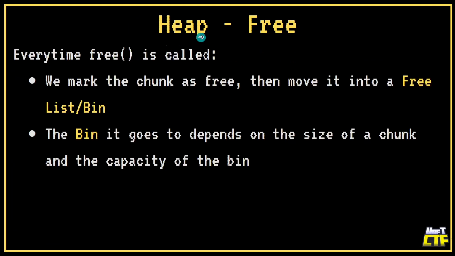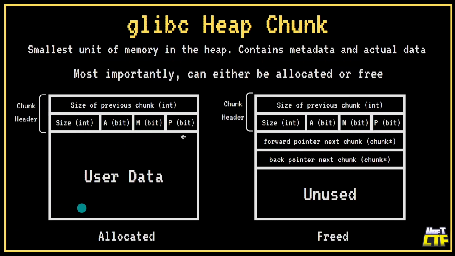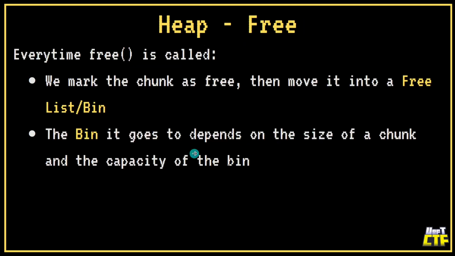Okay, so free. Whenever free is called, we take the current chunk that we were given, the pointer to the chunk, and we move that into a free bin. Now, what is a bin? Well, a bin is essentially a linked list of free chunks. The chunk that we had before was an allocated type, and now it becomes a free type. It's the same struct, but this was allocated, and now it's become freed. So it's a linked list of those freed chunks.